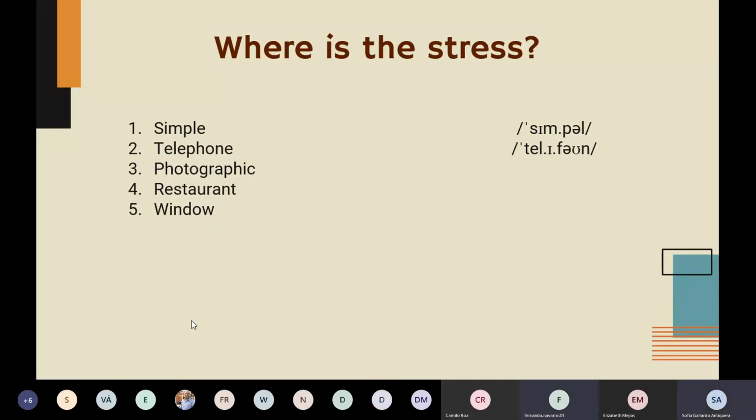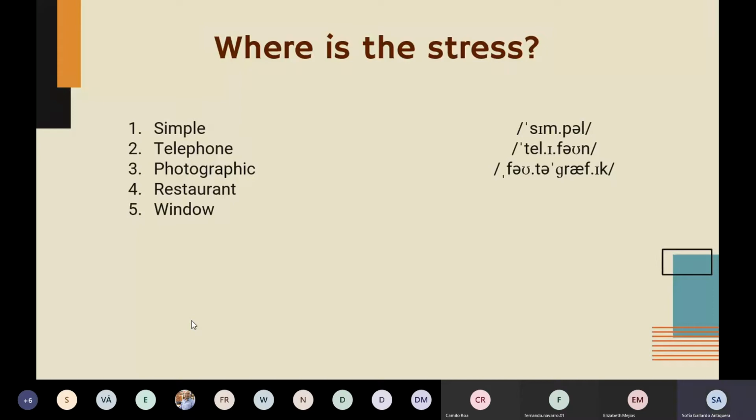Photographic. Okay. In which syllable would you say that it is? Graph. The graph. Okay. So in this word, this is a bit tricky. It's a difficult word, perhaps. So you have photographic, and then the stress would be in the third syllable, graphic. So it would be photographic. Okay.